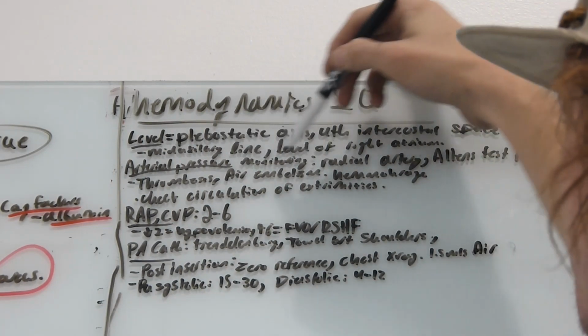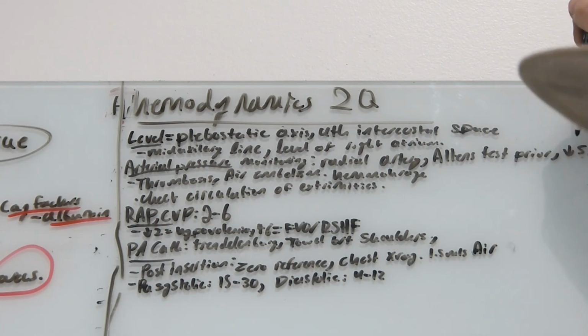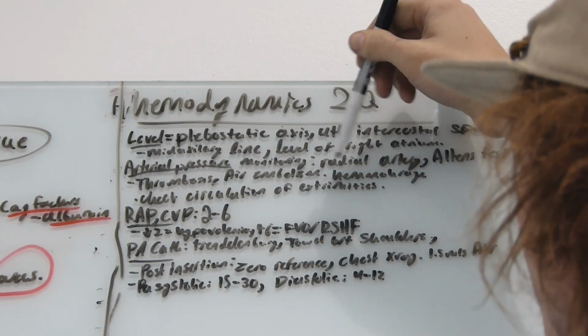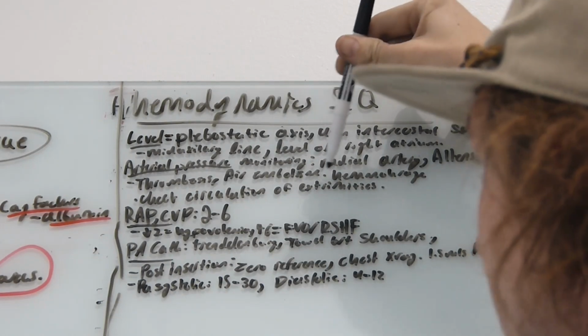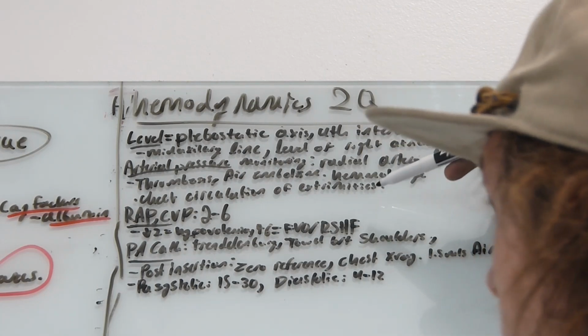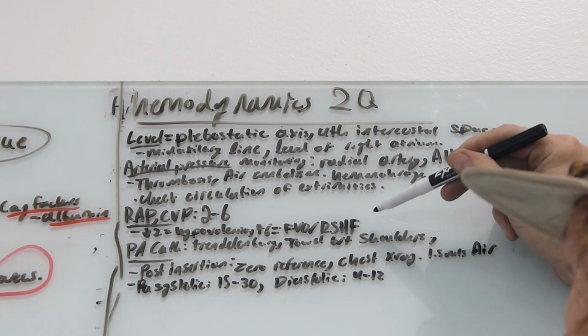Now, arterial pressure monitoring, that's done at the radial artery, Allen's test prior, and if it's under 5 seconds, we're good. We have to worry about thrombosis, air embolism, hemorrhage. We need to check circulation of the extremities. Now, RAP, that's normally 2 to 6. Under 2 is hypovolemia. Over 6 is fluid volume overload or right-sided heart failure.